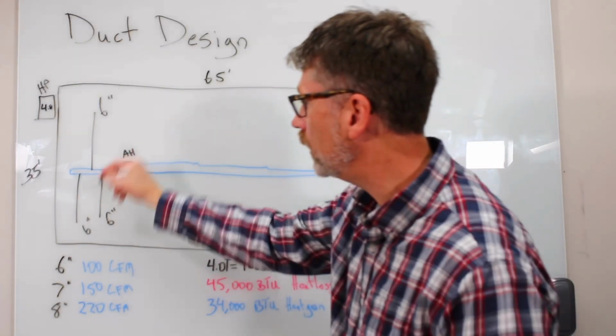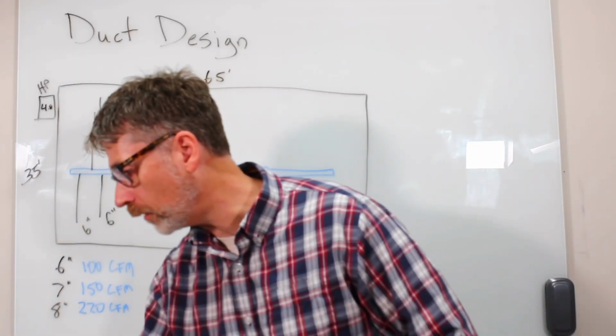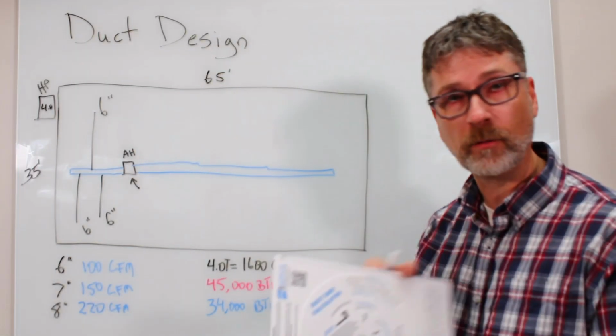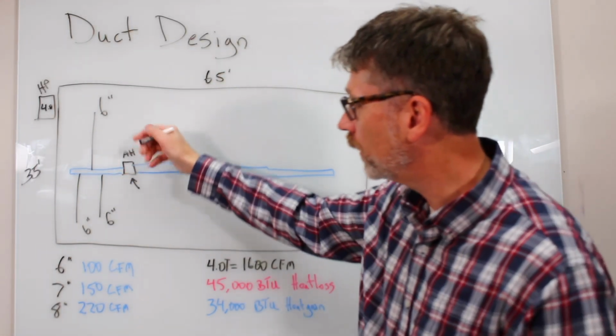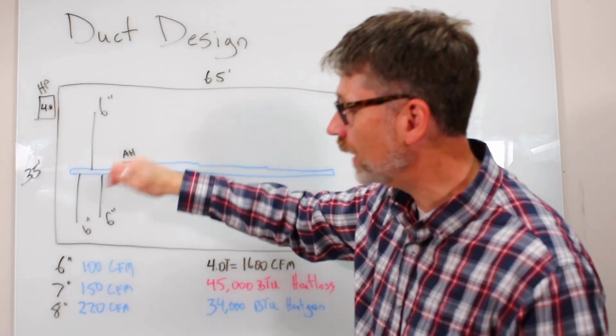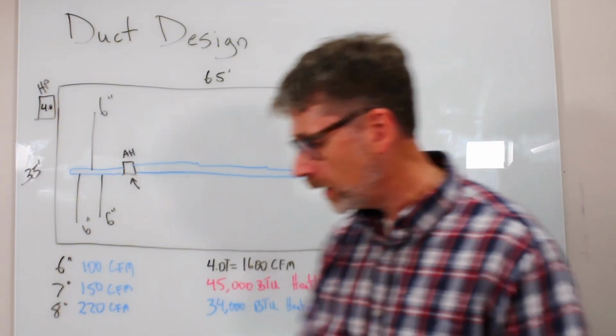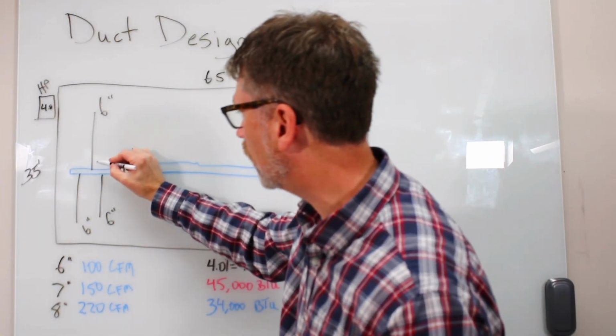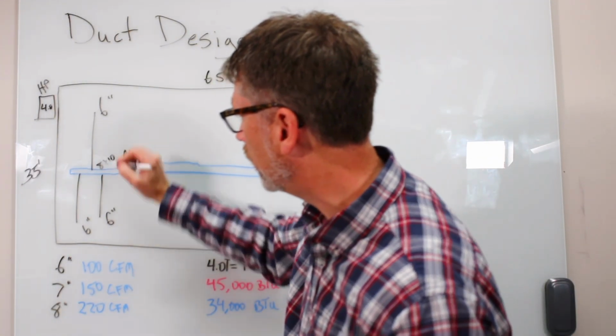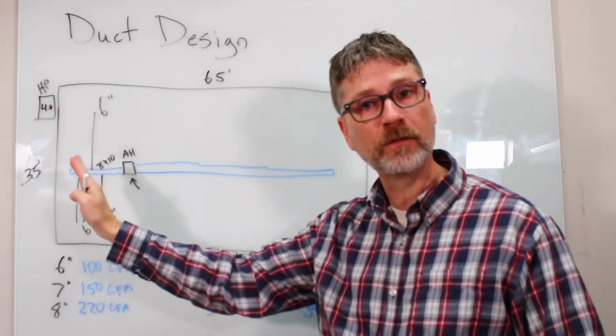So I've got 3 runs here. You can pull out your ductulator, go to that website, and you can do the math, because with 3 runs I need now 300 CFM to come through this one trunk line. And that would tell us that this trunk line needs to be 8 by 10. So we've just sized this end of the unit.